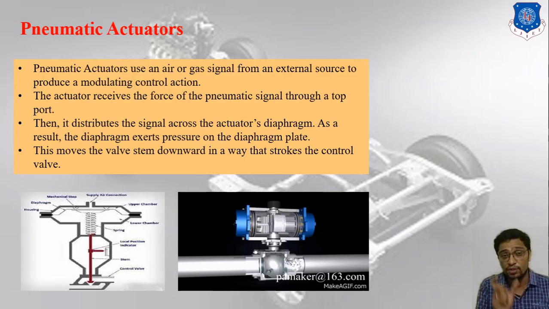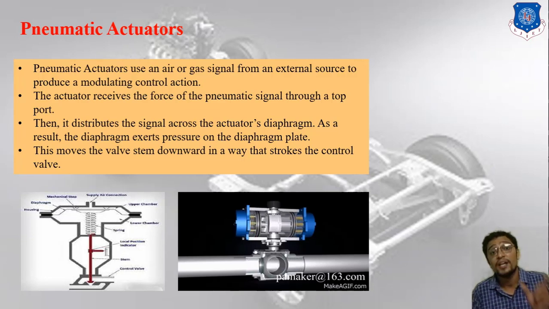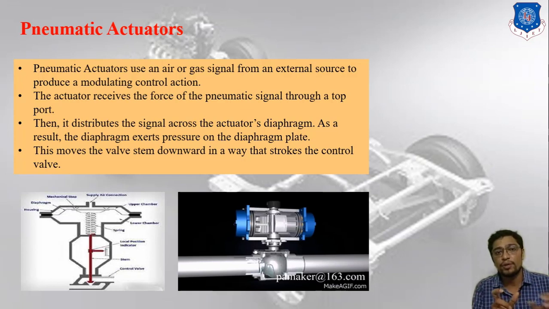What is a pneumatic actuator first of all? It is the combination of two words, right? Pneumatic and actuator. Actuator relates to your signal, or it is one kind of part, right? And with the help of air, you can get the motion. So a pneumatic actuator uses an air or gas signal from an external source to produce a modulating control action.